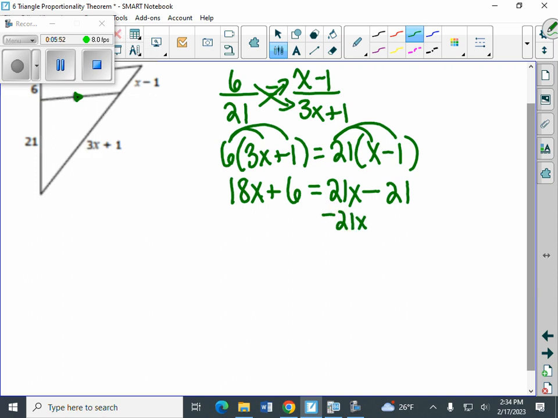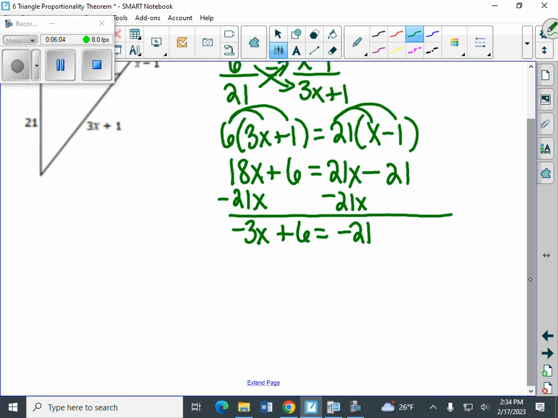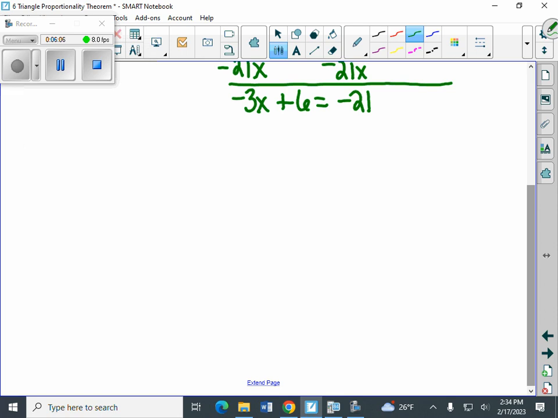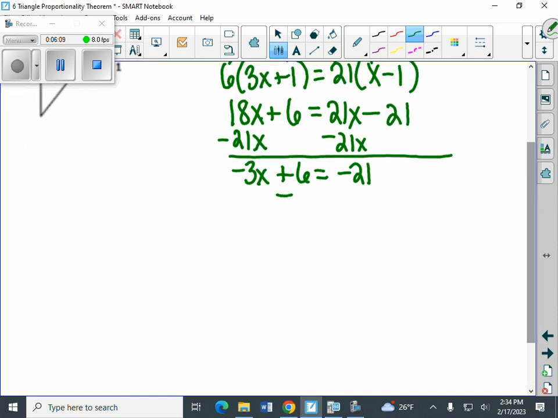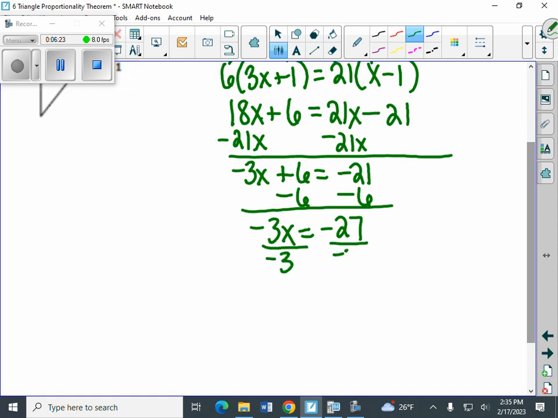But I'm going to subtract my 21x. I'd like to move my letter to the left. And we get negative 3x plus 6 equals negative 21. Since we moved the letter to the left, we're going to move the number to the right. We're going to subtract 6 from both sides. And we get negative 3x equals negative 27. And finally, we want to figure out what x equals. So we're going to divide both sides by negative 3. And we get x equals 9.